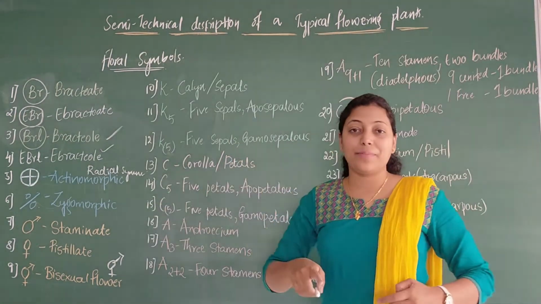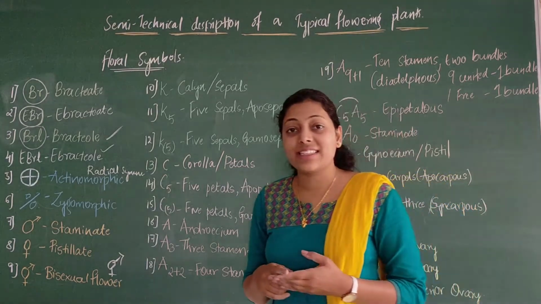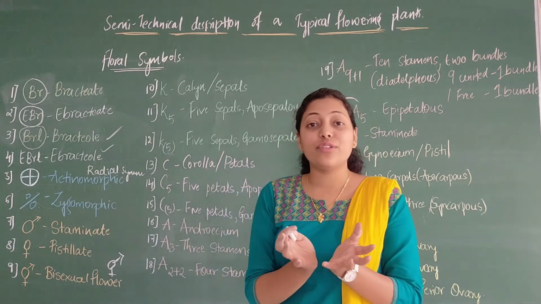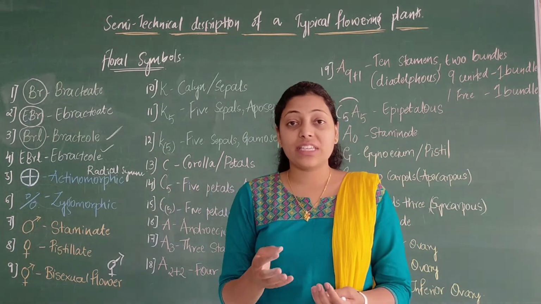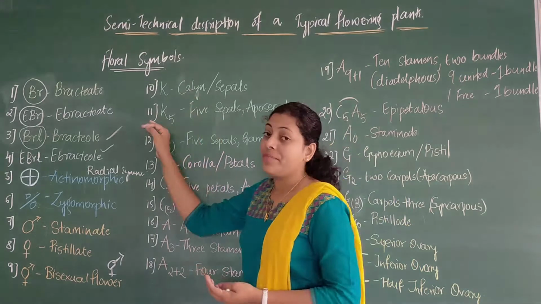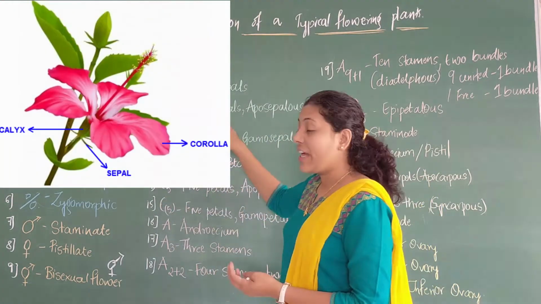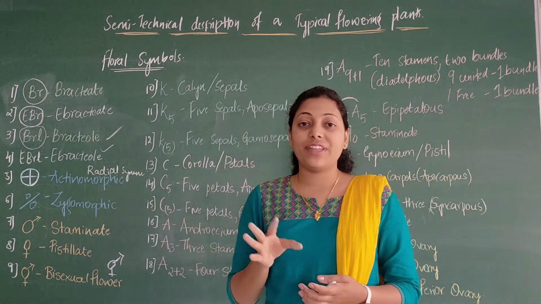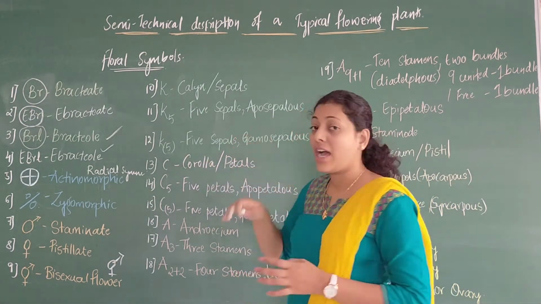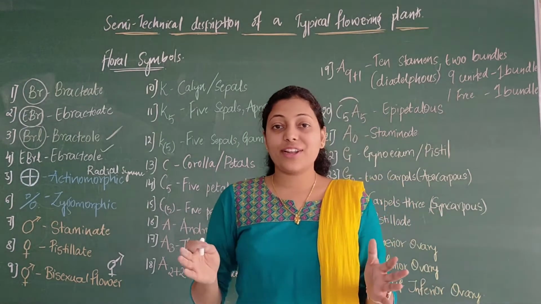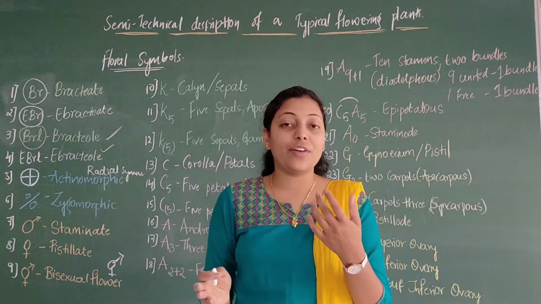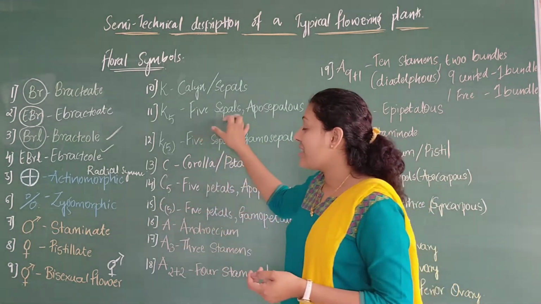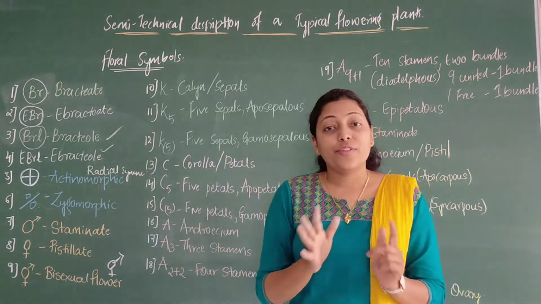Next one is the K symbol. K stands for calyx. Calyx is also called sepals. Calyx is the outermost green colored layer which you see, that is also called sepals. Then K5. K5 means that there are 5 sepals. Calyx is 5 in number and it is aposepalous. Sepals are not united. I hope you have heard this particular word in my previous videos. Aposepalous means sepals are free.